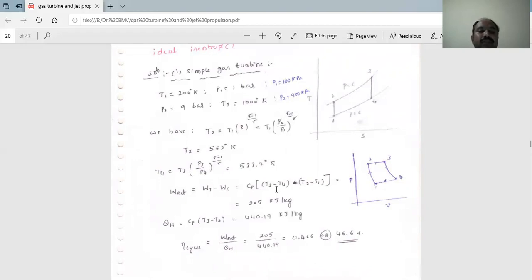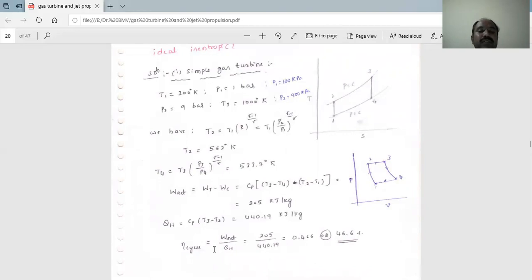That is Cp into T3 minus T4 minus Cp into T2 minus T1. It becomes W net is equal to 205 kilojoules per kg. Then heat supplied QH is equal to Cp into T3 minus T2. It becomes 440.19 kilojoules per kg.